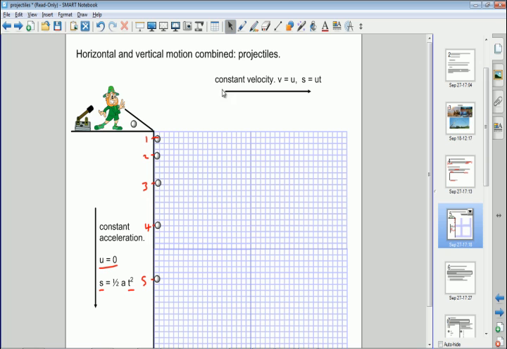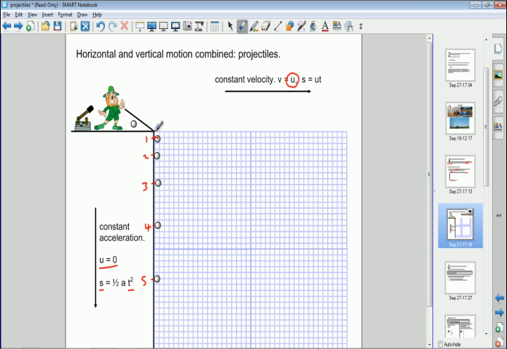And in this case, obviously, we're just going to get a constant velocity. So it's going to be projected at an initial velocity u, and that's going to remain constant. So the displacement is going to be proportional to the time. So we've got constant velocity, and so you're just going to get a linear motion.